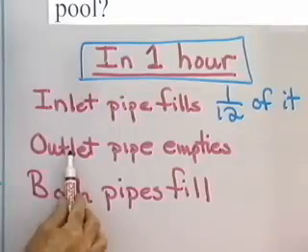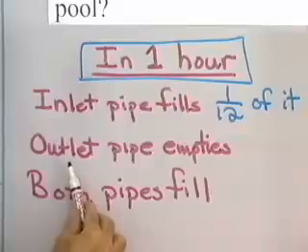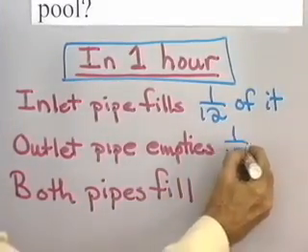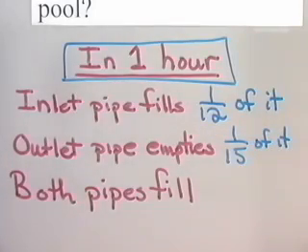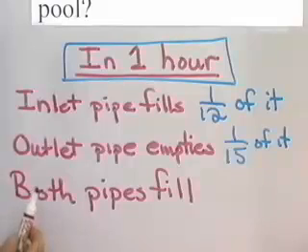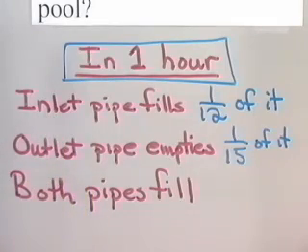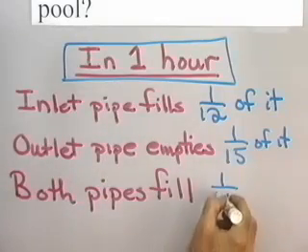The outlet pipe takes 15 hours to empty the whole pool, so if the whole pool was full, then in 1 hour the outlet pipe would empty 1/15 of it. And then let's let x be the amount of time it takes to fill the pool with both the inlet pipe and the outlet pipe open. Then if both pipes are open, the amount of the pool that's going to be full in 1 hour will be 1 over x.